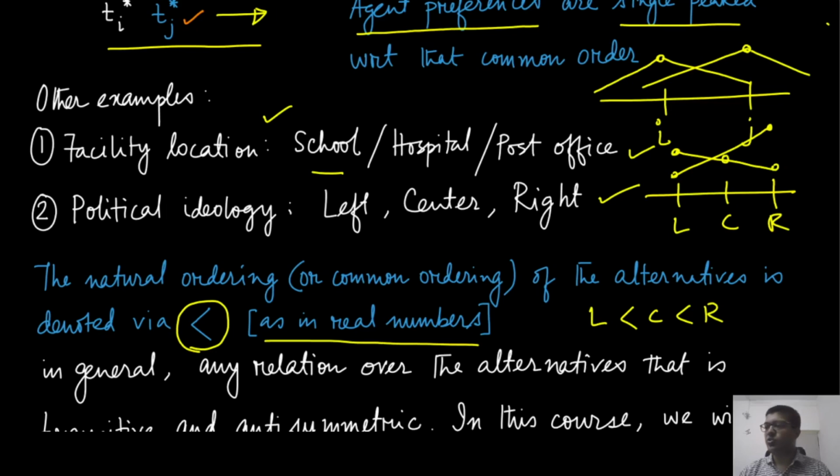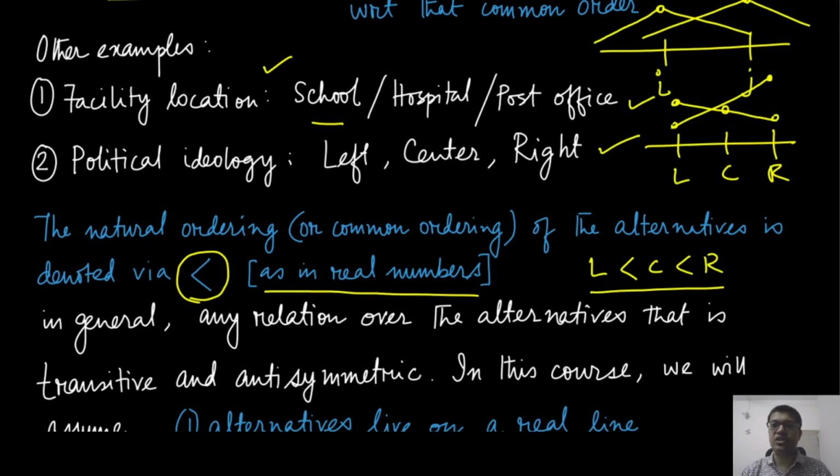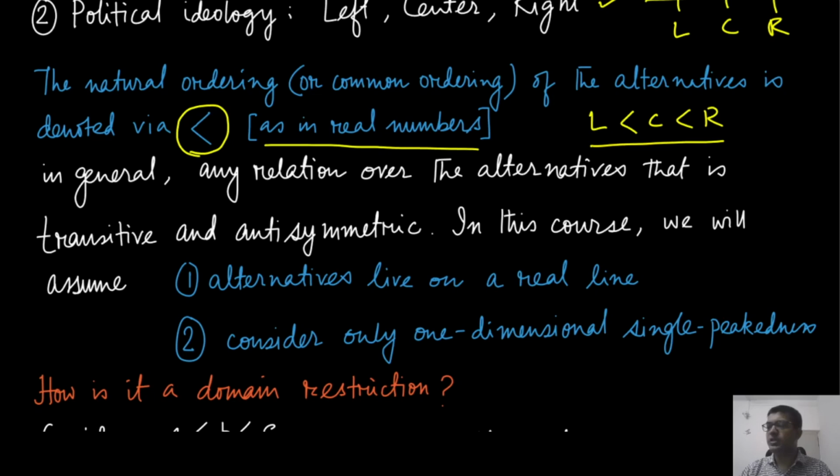Just to summarize, we have the alternatives, which have a natural ordering that is common to all the players, and over these alternatives people may have different preferences. Now let us look at why this is a domain restriction. What are the things that we cannot have in single peak preferences? In general, you can have this natural ordering over these alternatives to be transitive and antisymmetric. Antisymmetric means that you can have A is less than B, or you can have B is less than A, but you cannot have both of them to be true.